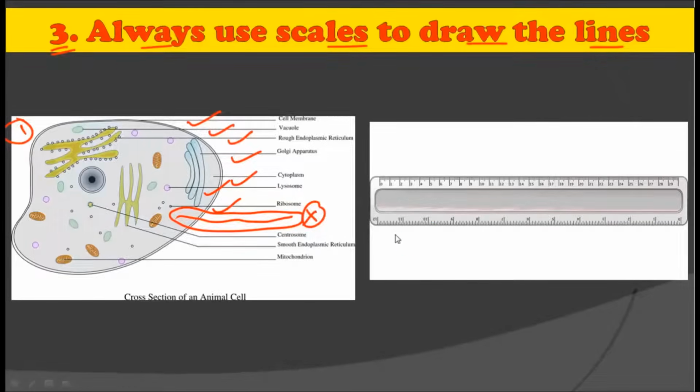So you should always use a scale while drawing the lines on the diagram. All right. So rule number three is very easy: use scales while drawing the lines.